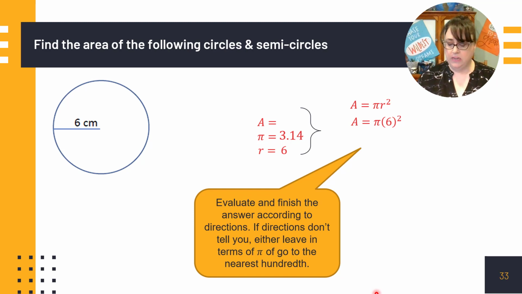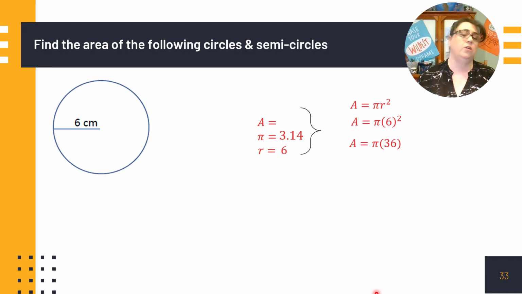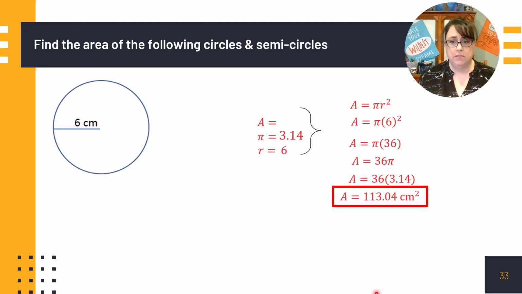So 6 squared is 36. So our answer, pi times 36, looks a little weird. We always go 36 pi. This would be the correct answer if you were told to leave it in terms of pi. But it didn't tell us what to do, so we could replace pi with 3.14 and multiply that out and get 113.04. Don't forget your units. These are centimeters squared because we're in area. Area is in square units.